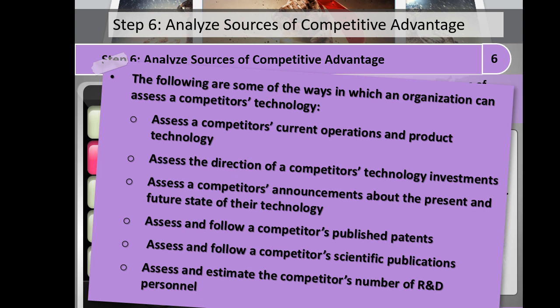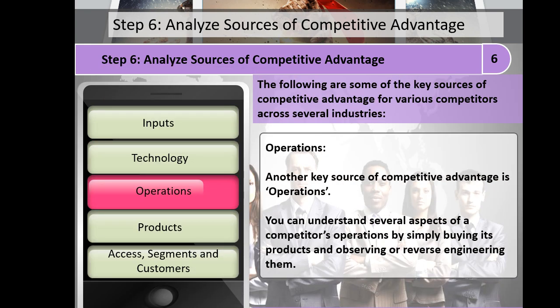The following are some of the ways in which an organization can assess competitors' technology. Assess a competitor's current operation and product technology. Assess the direction of a competitor's technology investment. Assess a competitor's announcements about the present and future state of their technology. Assess and follow a competitor's published patents. Assess and follow a competitor's scientific publications. Assess and estimate the competitor's number of research and development personnel. Today, globalization and digitalization have made all this very easy; at the comfort of your bed and chair, you can get all this information.